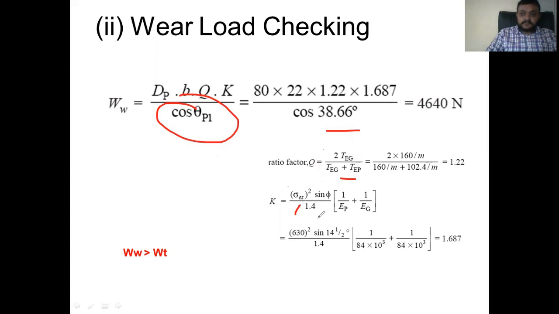Sigma ES is given, the lesser angle is given, and P and EG are also given in megapascal. Then use this K, because it is not directly given, so you have to calculate it and use it here. Just have to see, get WW, and WW should be more than WT for a safe design. Otherwise, the design is not safe for the wear load. So this is about the wear load checking.